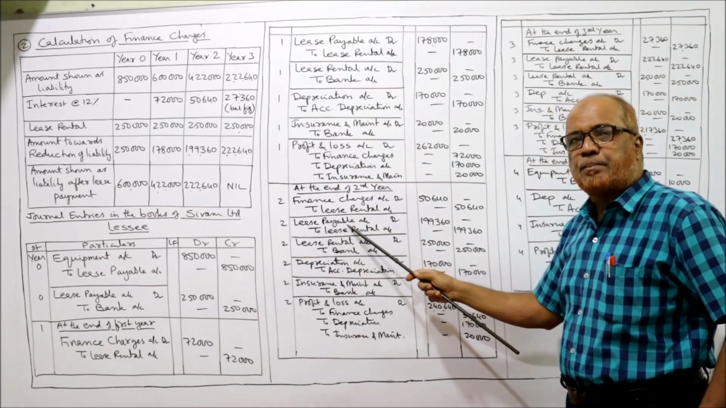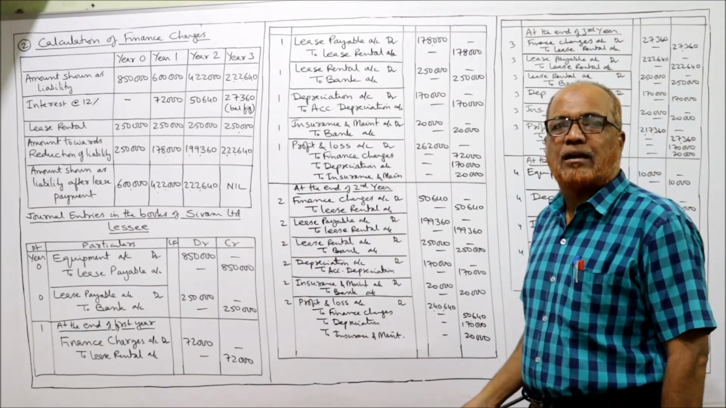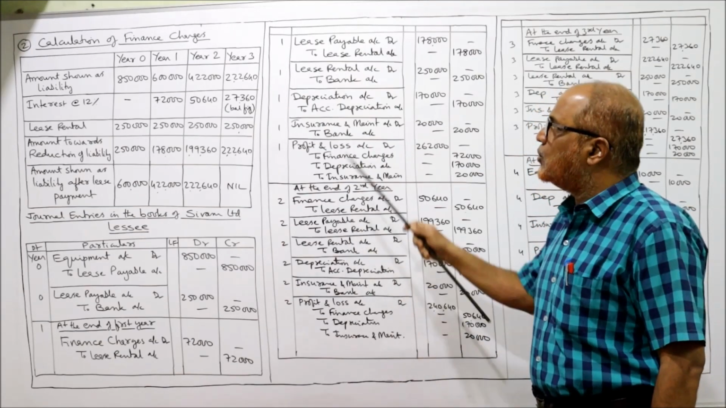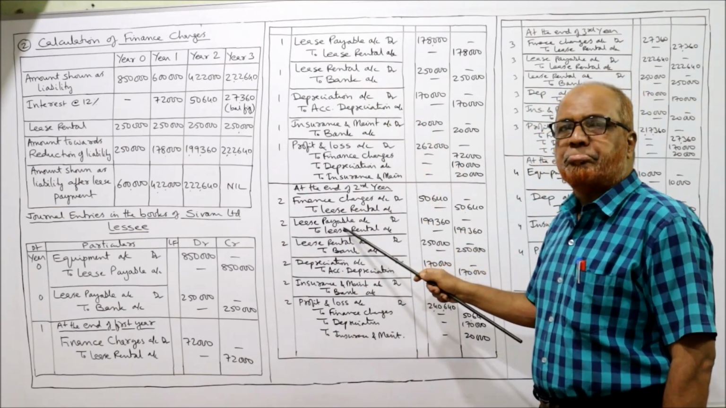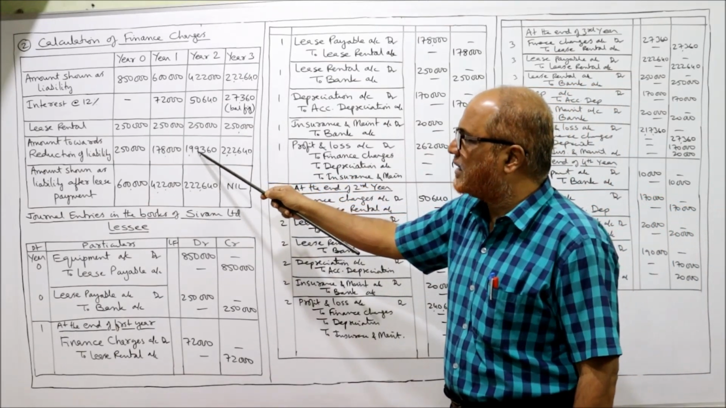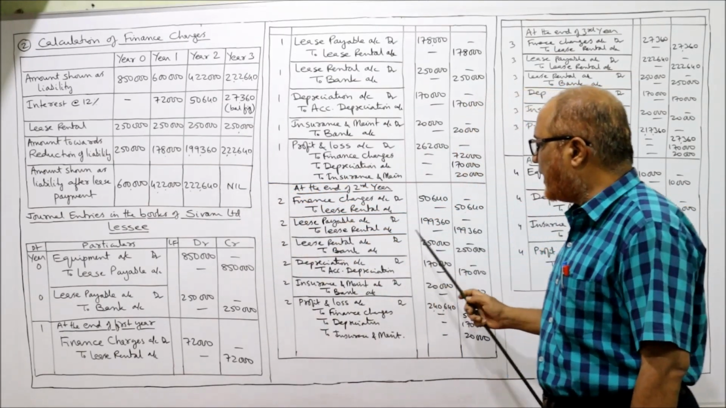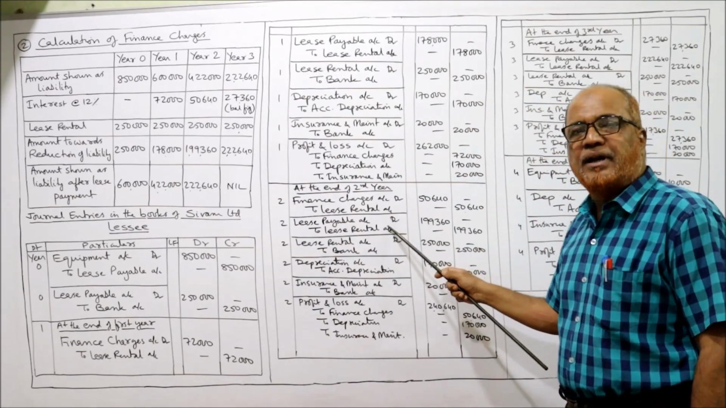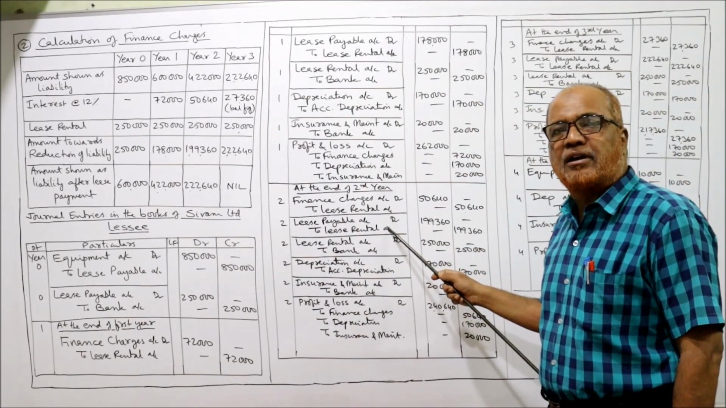Next entry, lease payable account debit to lease rental. Same entry. Being the amount paid towards principal. How much is the amount paid towards principal? 1,99,360. Being the amount paid towards reduction in liability.